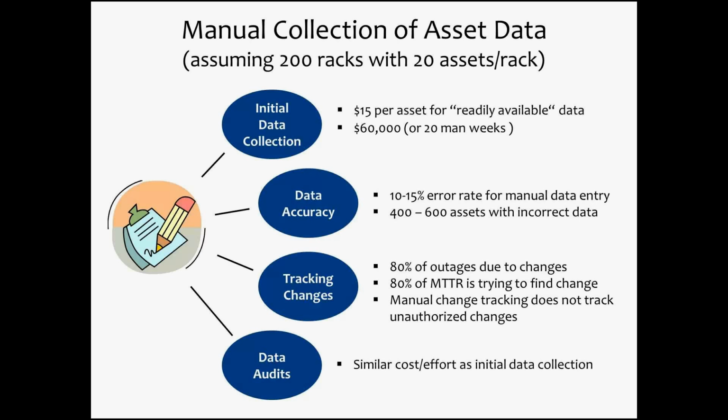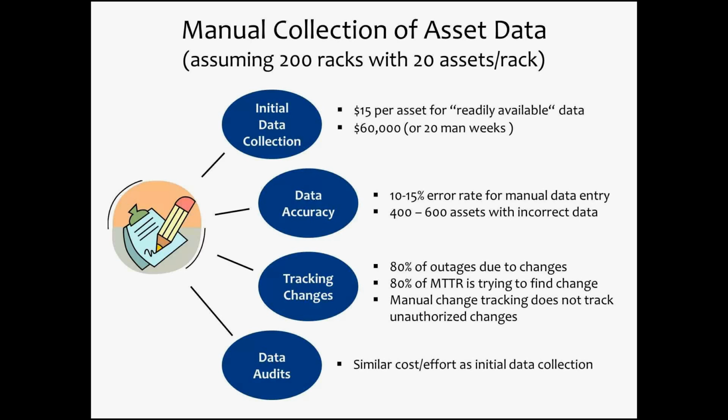Or here's $60,000 I'm perfectly fine parting with. I'll pay somebody to go do that. You have to be aware of this when you're manually collecting data, that there's a lot of work involved. Now, how accurate is that data? We talked about this 10 to 15% error rate for manually entered data. So that means out of my 4,000 assets, 400 to 600 of those are going to have incorrect data. Now, maybe it's just an incorrect IP address or a serial number or a location.